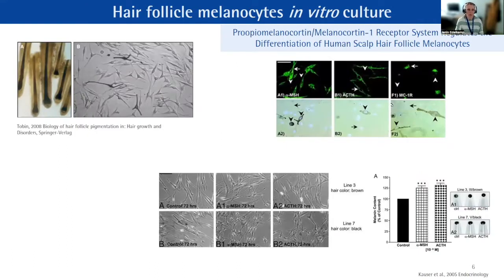Another important cell-based model are the hair follicle melanocytes. That is a model that was developed by Desmond Tobin. These cells are also quite tricky to isolate, but we can use them to study different effects on hair follicle pigmentation. In this case, for example, they were treated with alpha MSH or ACTH, and one could see an increase in melanin production.